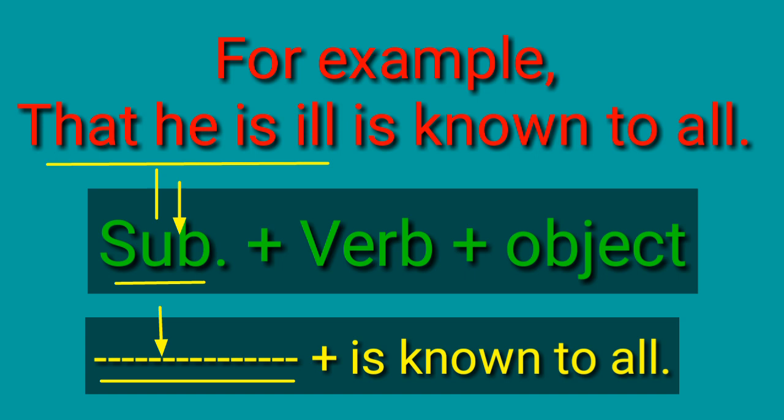that he is ill is known to all. Here the clause that he is ill has been used in this sentence instead of a noun or pronoun to work the same as a subject. It is easily understandable that this clause is working as the subject of the verb is known. So we shall identify it as a noun clause.